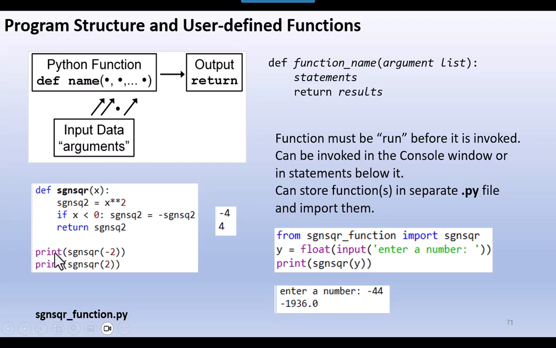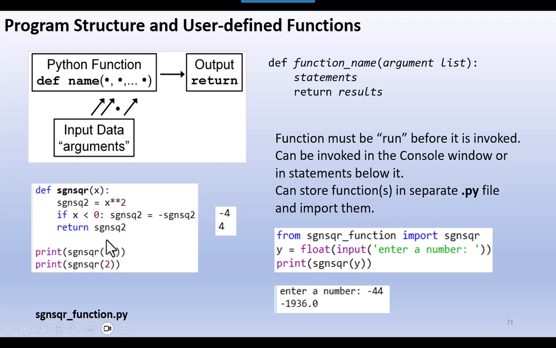So here we have tried a couple of tests using sgn_sqr of -2, and we get -4, and of 2, and we get 4. All right. So we can expand this a little bit, as shown over here on the right. And actually, if we want, we can store this function. We don't often do this for something that simple.